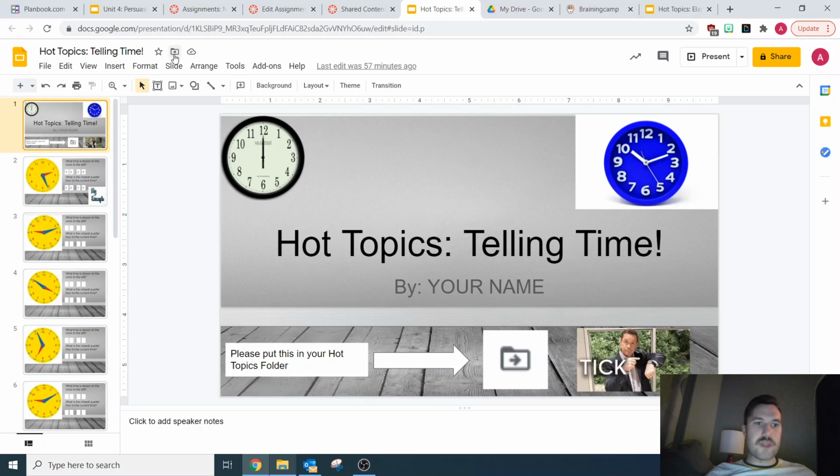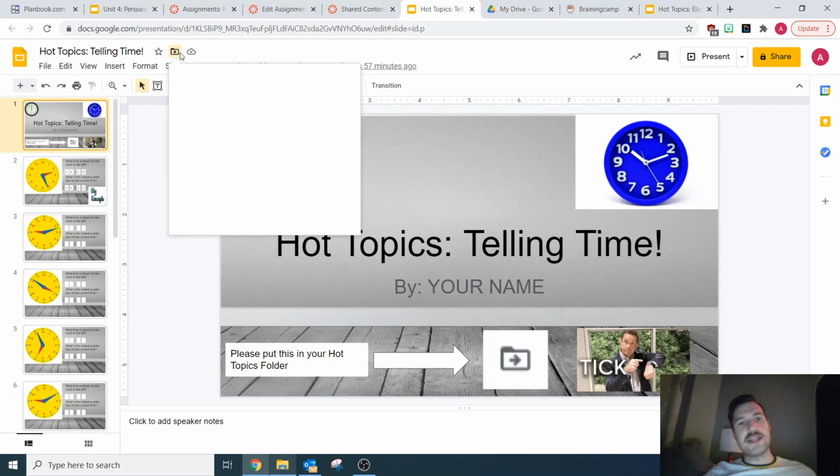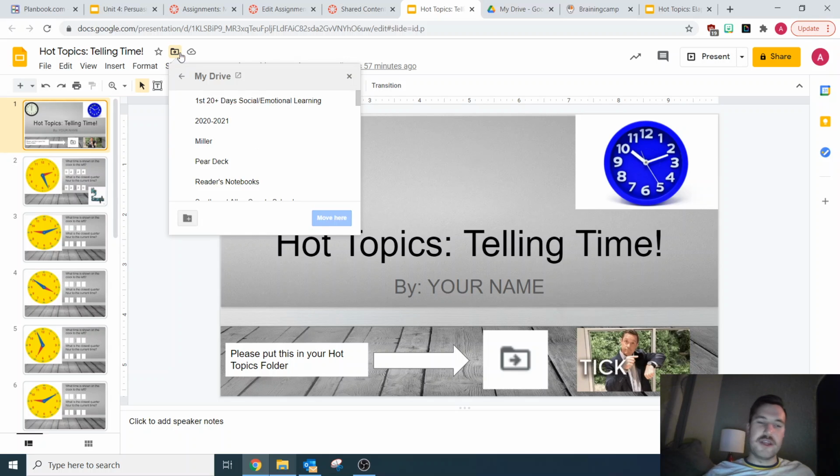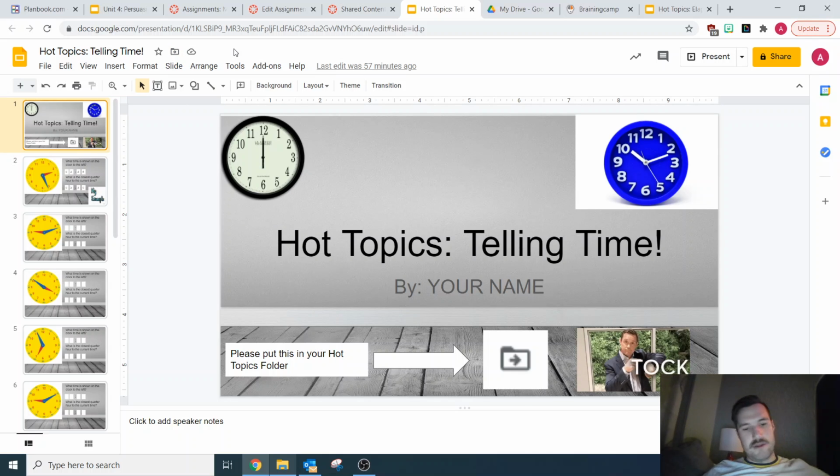So when you get to this part, make sure that you are moving this into your correct folder so that you can get it in your math folder and then in your Hot Topics folder. So there's a reminder here. Don't forget to change your name here where it says "by your name," and then up in the title, don't forget to put your name up there as well so that your teacher can identify whose is who. All right, so we are going to be working on telling time.